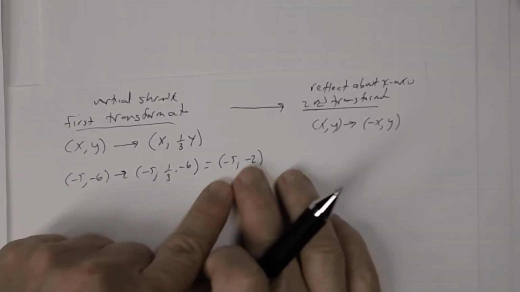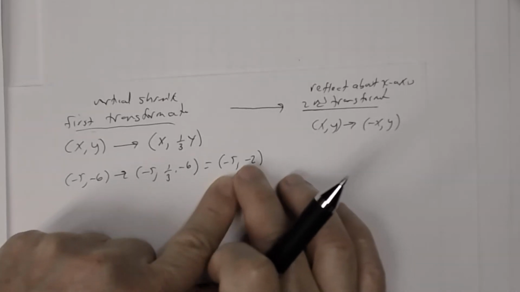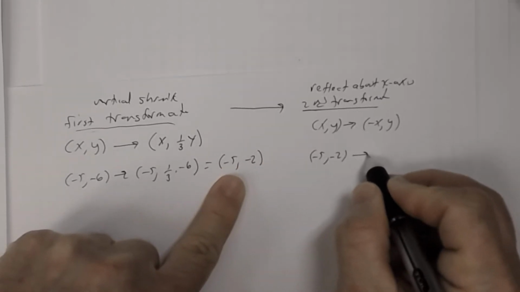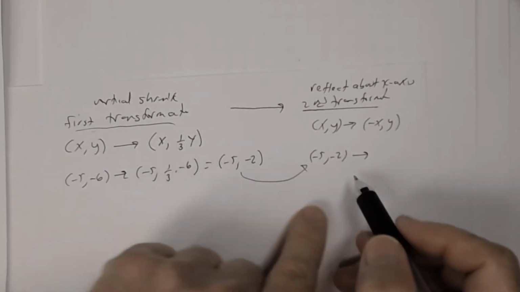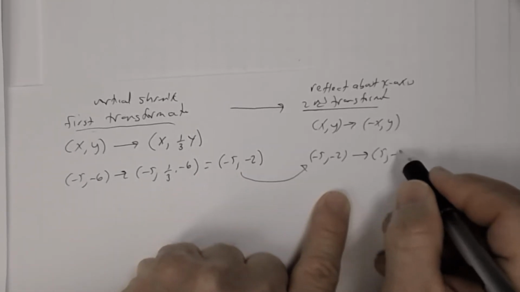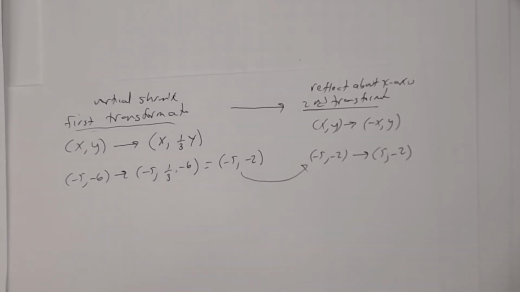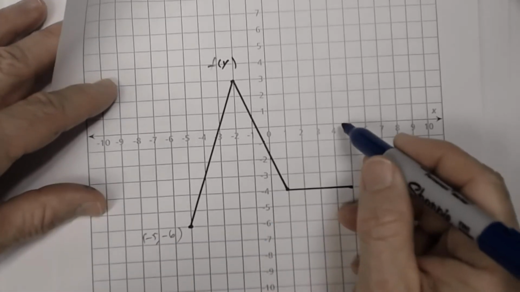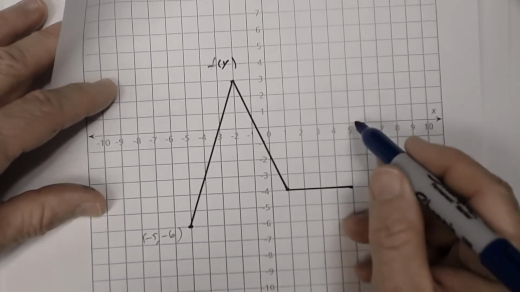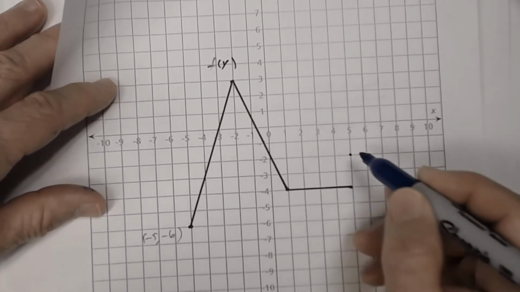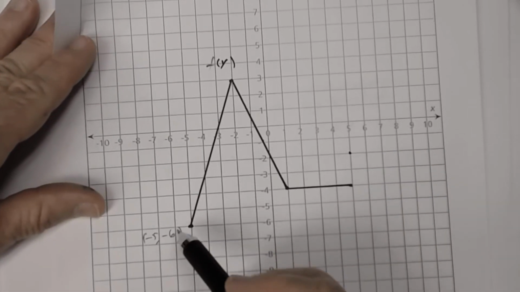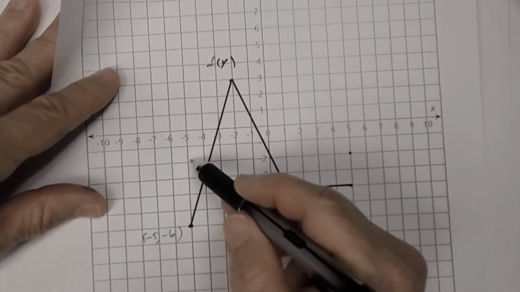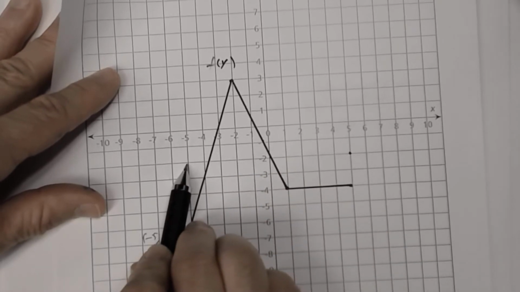All right. So I'm going to take this point and use this transformation. To go from here to here, -5, -2 now becomes what point? -5, -2 becomes the point 5, -2. Okay? So let's plot that point now. 5, -2 is right here. Kind of makes sense, because look. The first thing I had to do was shrink it by a factor of 1/3, so -5, -6 becomes -5, -2.